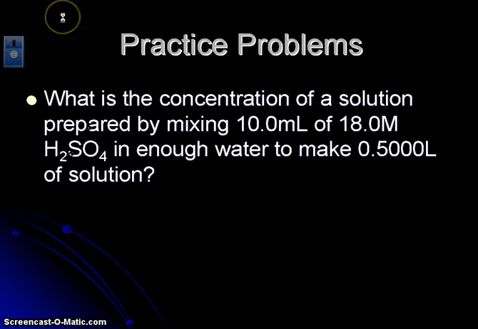So let's look at an example. Go ahead and read the problem. It's asking us to find the concentration of a solution prepared by mixing 10 milliliters of 18.0 molar sulfuric acid in enough water to make 0.5 liters of solution. It might be easy to think that because the problem has two volumes and a molarity, it will be just a dilution problem, that any problem with those pieces of information might be a dilution problem. But when we get to the stoichiometry unit, which is unit 9, that won't be the case.